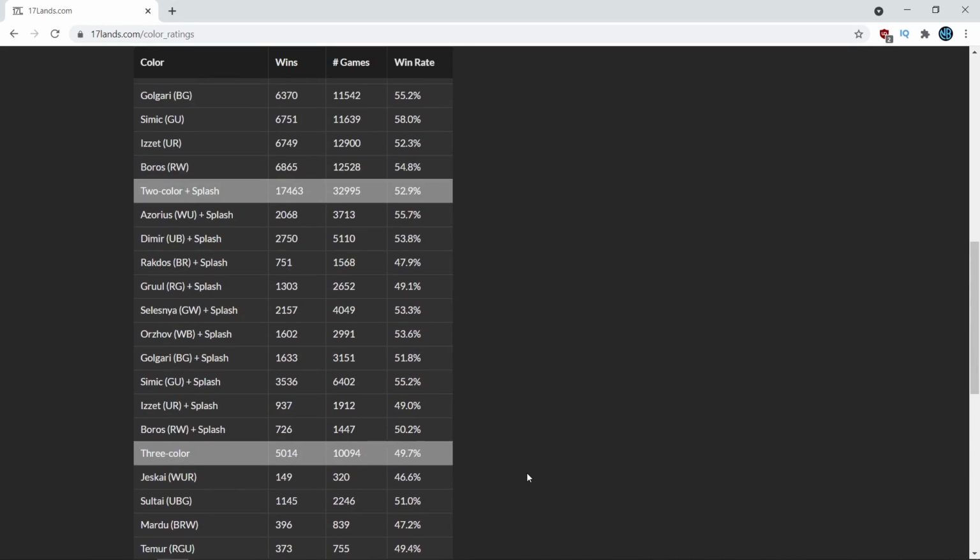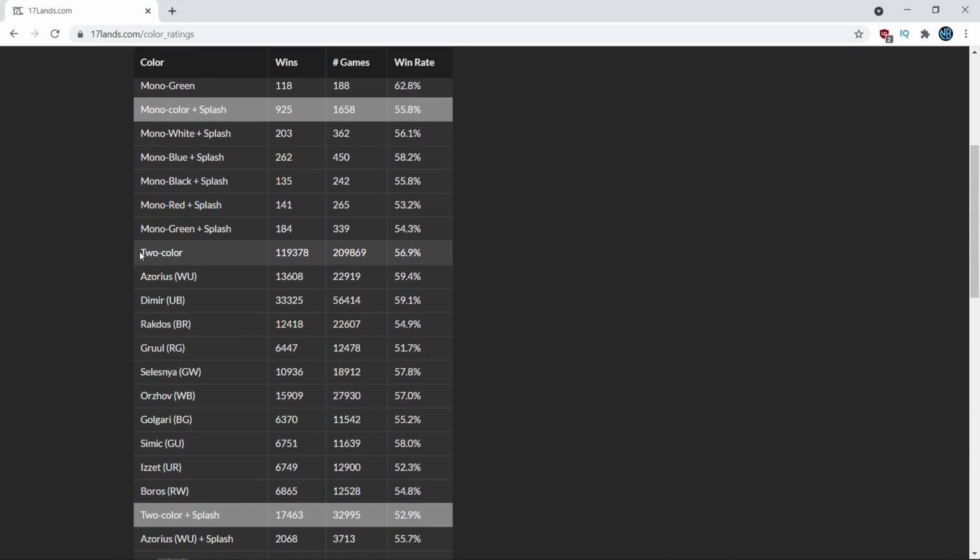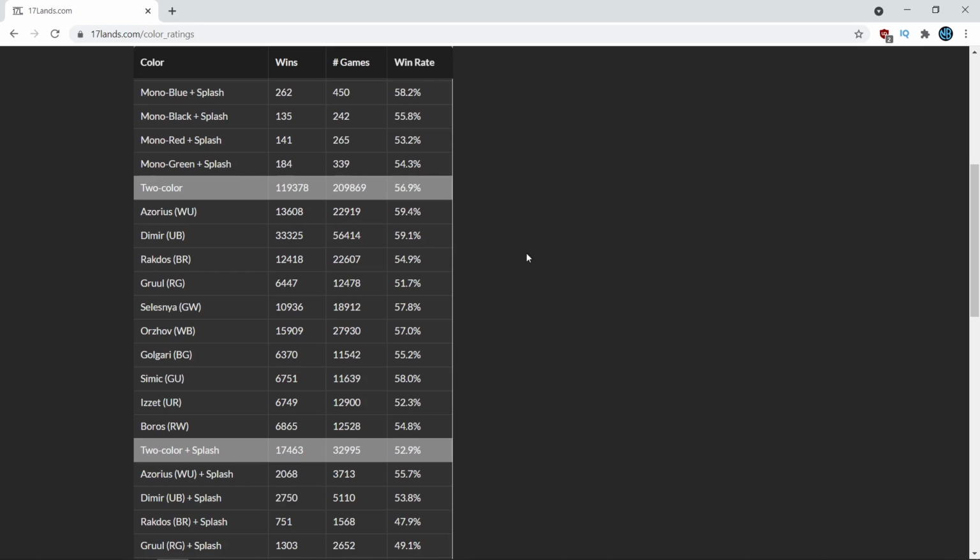So now we'll scroll up and look at the two color section of the data page. And what you see here is the aggregate win rate for playing a two color deck is 56.9. So you get a 0.8 percentage point boost compared to the average just by playing a two color deck.